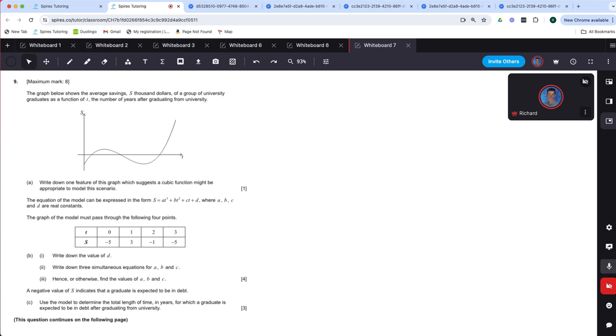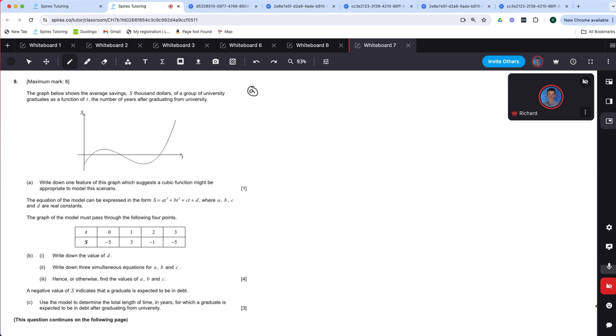Okay, so this question is question 9. We've got a graph showing average savings. So S is the savings and T is the time. So you can see that over time the savings go up and then they come down and then they go back up. So we have to write down one feature which suggests this will be a cubic function.